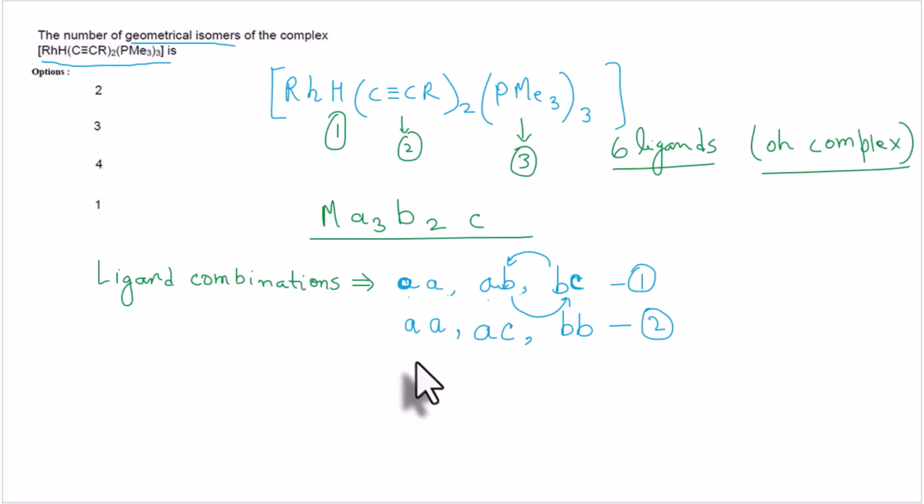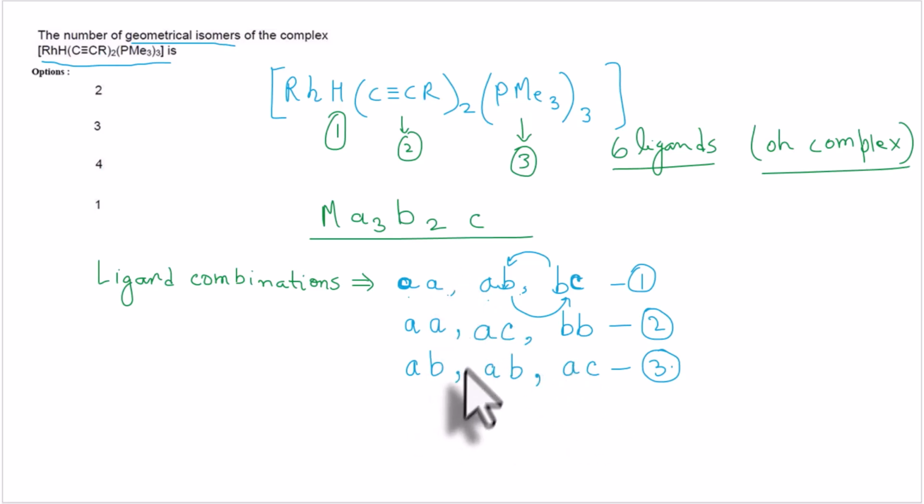And then we have AB, and then again AB. So AB, AB, and then AC. So this is the third possible ligand combination. Here also you can see there are 3 A's, 2 B's and 1 C.